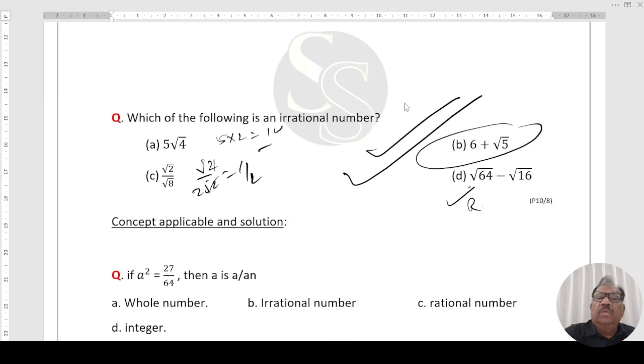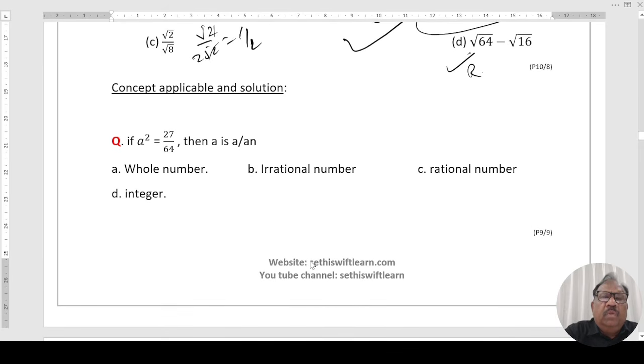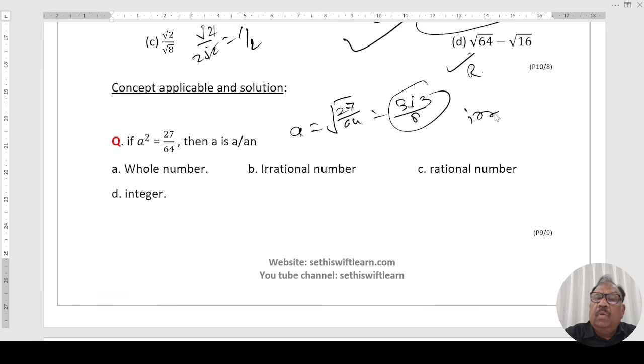Which of the following is irrational? B is the irrational number. Next, a square equals 27 by 16. So a can be written as square root 27 over 64, that is 3 root 3 divided by 8. So this is an irrational number. So B is the correct answer. Right? Next question.